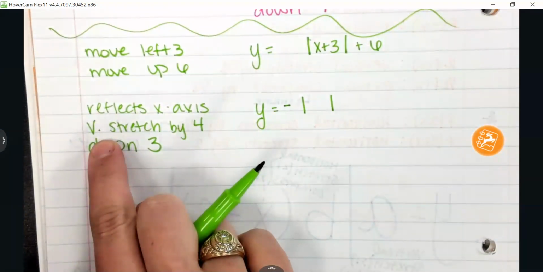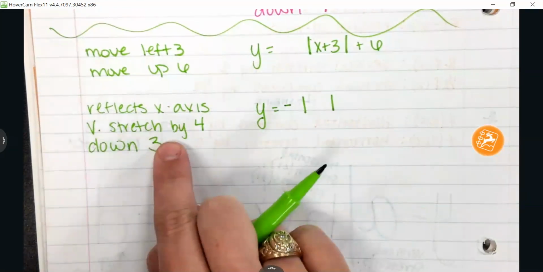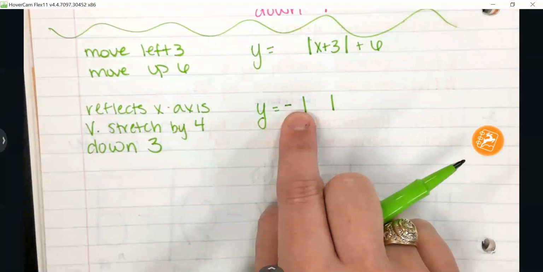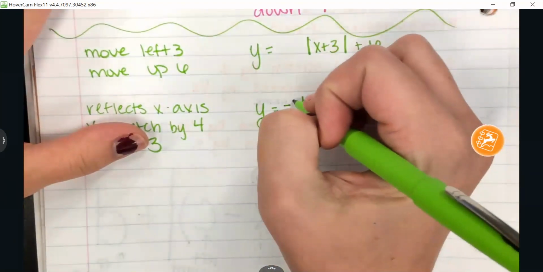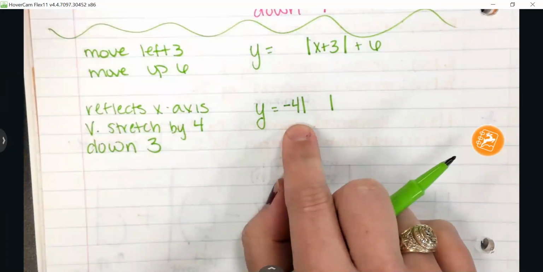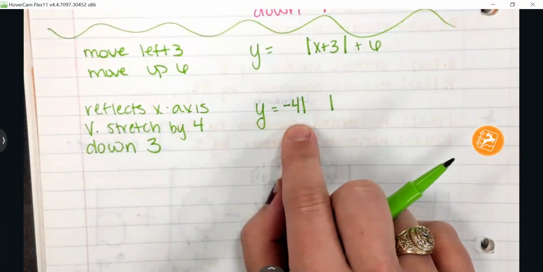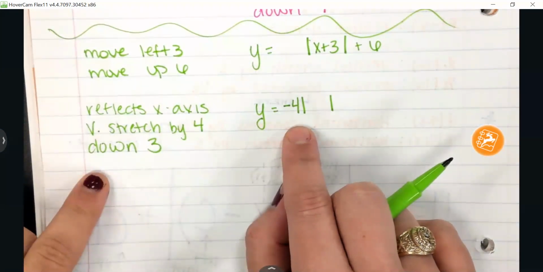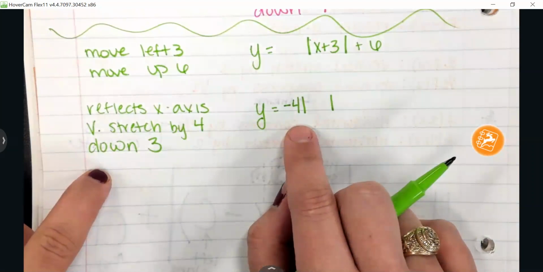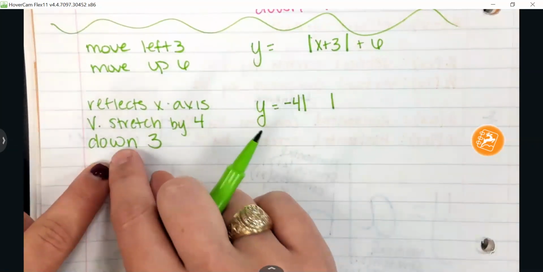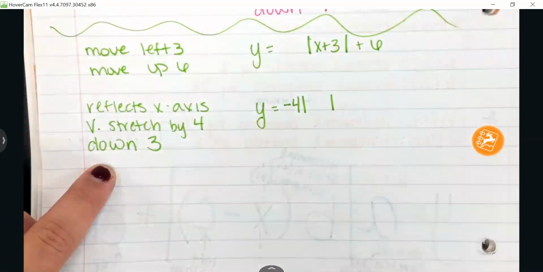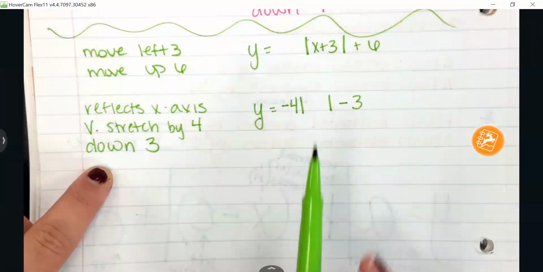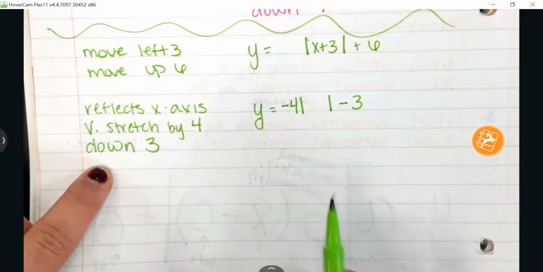Vertical. Inside or outside? Outside. A stretch by 4. So is it going to say 4 or is it going to say 1/4? It's going to say 4. Why does it say 4? It's outside. It's exactly what it says. Down 3. Down. Inside or outside? Outside. Down. Up. Positive or negative? -3. What has to go inside my absolute value bars? X has to.